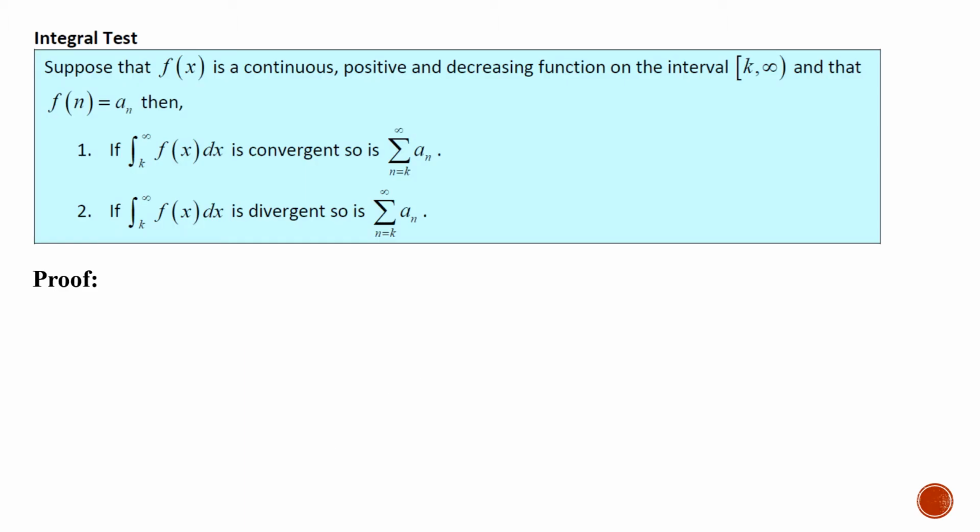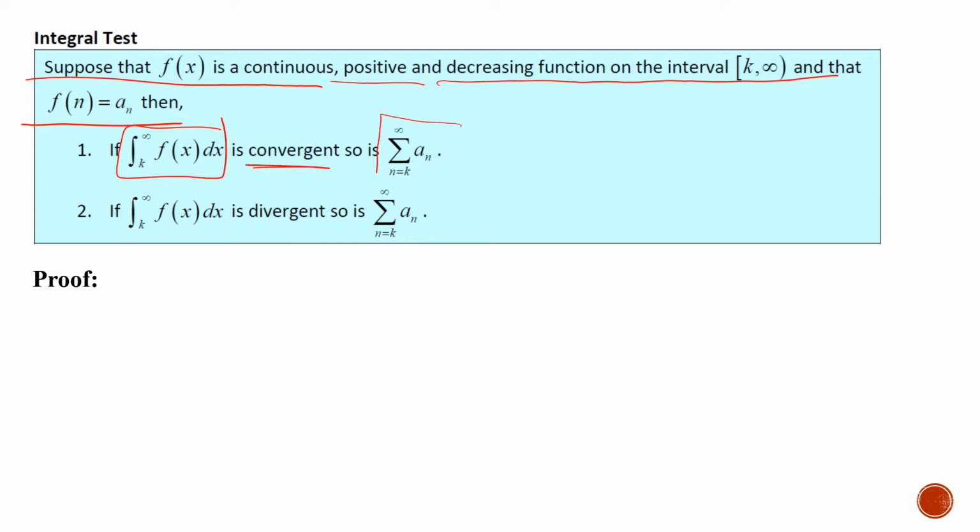Now we will see an important test that is called the integral test for checking the convergence and the divergence of any series. It says that suppose that f(x) is a continuous, positive and decreasing function in the interval k to infinity and that f(n) is equal to a_n. Then if the value of this integral is convergent, we say that the series is also convergent, and if the value of this is divergent, the series is also divergent. So let us prove this result.